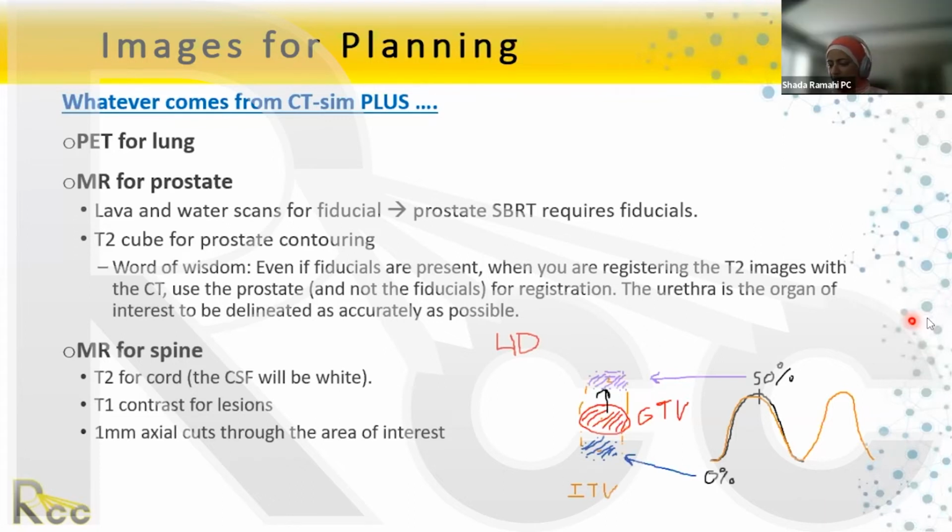One exception is that 50% should be the valley and 0% is the peak, because 50% is exhale and 0% is inhale. So they're flipped, but we're not going to dwell too much on this.